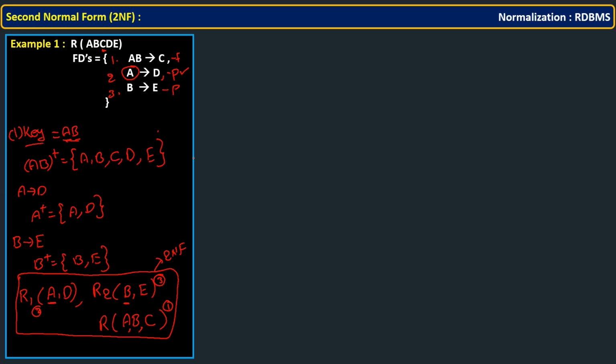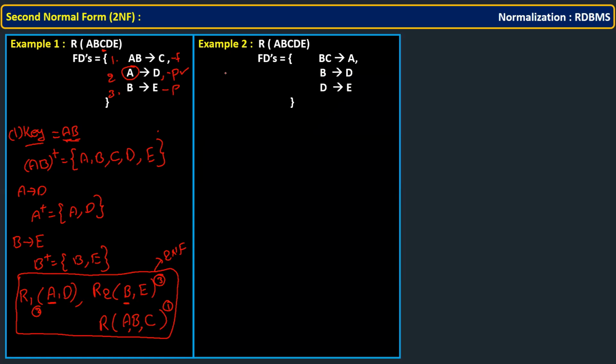Okay. Now let us take one more example. In this example also, first of all, we have to find out the primary key. So what is the key? A is there on the right side, B is not there, C is not there. So let us first find the BC closure. BC closure: BC deriving A, and B deriving D, D deriving E. So here the key is going to become BC. And here, if you observe, the key is BC.